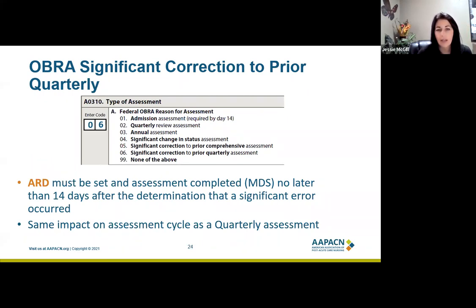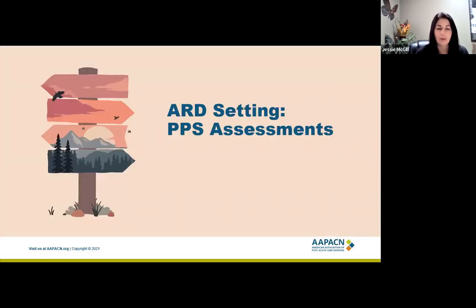So if you found that significant error on a prior quarterly, which again had not been corrected with a subsequent assessment, then you would need to schedule this significant correction to prior quarterly. And it has the same impact as another quarterly would have on the assessment cycle. So from the ARD of this significant correction of a prior quarterly, your next OBRA assessment would be due within 92 days. Whew, that was a lot of information, but I want to spend a lot more time on some of our later slides. So you have all that information in the slides for your reference.